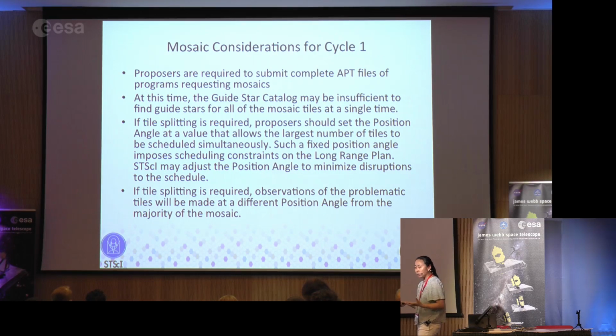If this happens, the recommendation is that you split your mosaic into two parts. This is called tile splitting, and you should try to group together or find a position angle for which you can observe the largest number of tiles at a single time, because that fixes the position angle of the observatory and imposes a scheduling constraint on the long-range plan. So it's really important for STScI to understand what scheduling constraints you have, and know that STScI may have to adjust the position angle to minimize disruptions to the schedule.